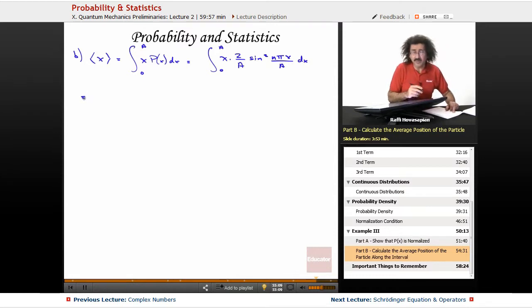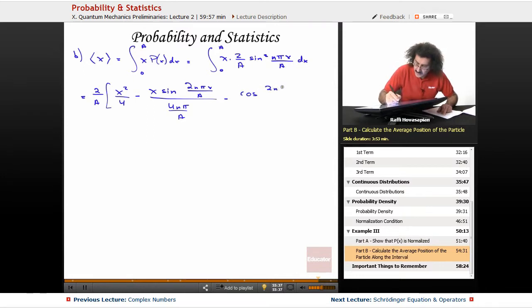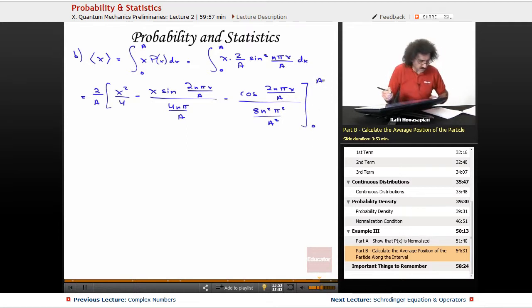And again, I can either use math software or I can look this up in a table of integrals. I get the following. 2 over a times, this is going to be x squared over 4 minus x times the sine of 2n pi x over a over 4n pi over a minus the cosine of 2n pi x over a divided by 8 times n squared pi squared over a squared, and I'm going to do this from 0 to a.